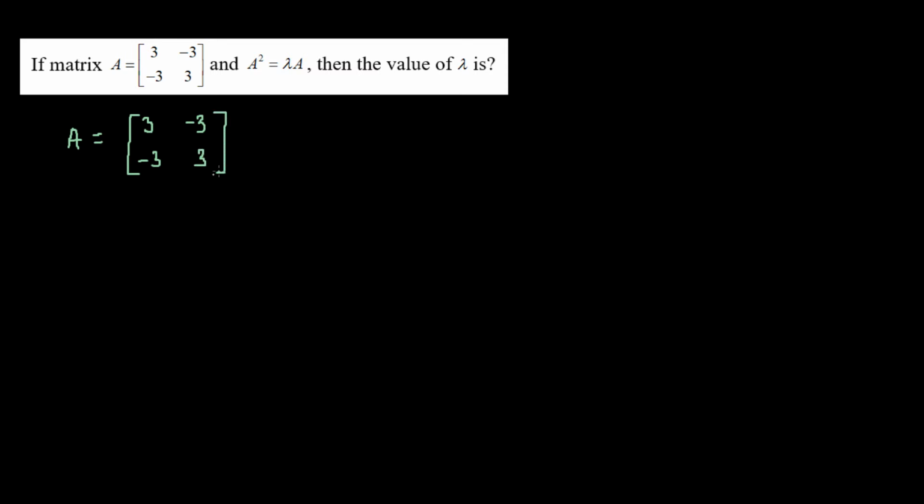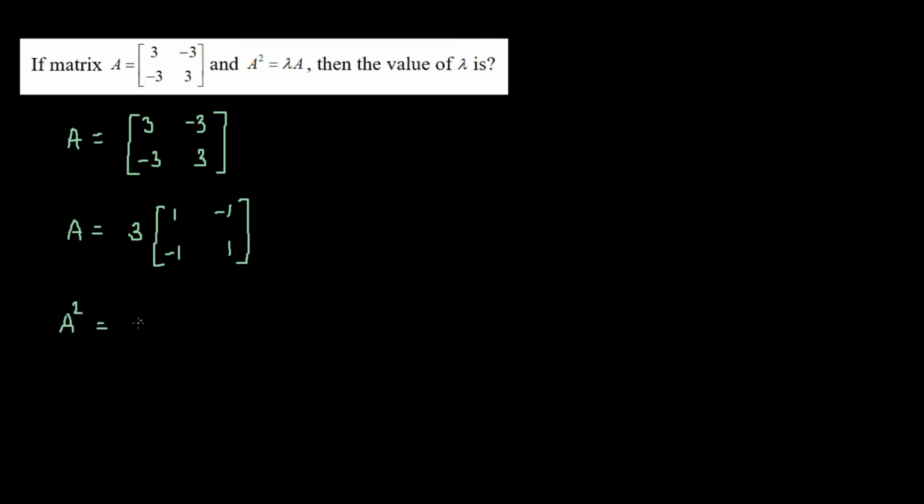So here we say that each entry is a multiple of 3. So what we can do is divide each entry by 3. That should give us [1, -1; -1, 1]. And since we divided by 3, we have to multiply by the scalar 3. So this is the value of matrix A. Then we find out the value of A squared.